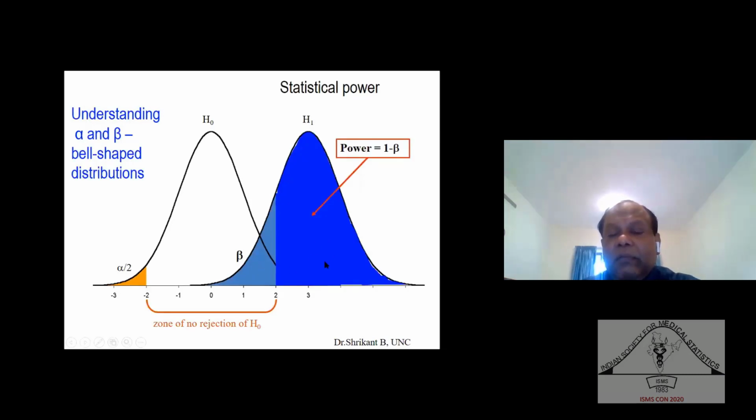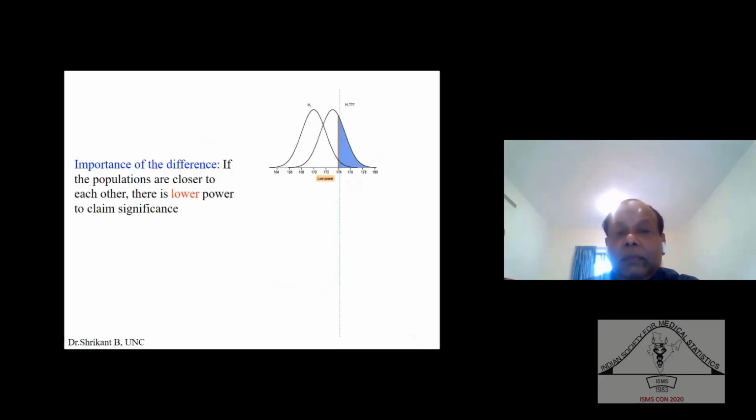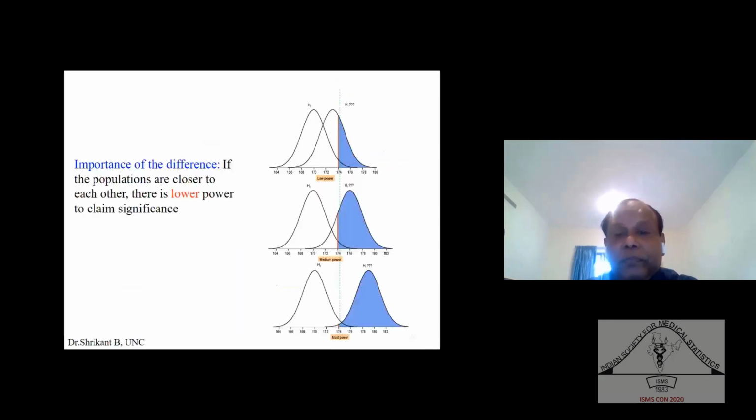This is power. When the two distributions are different, two samples are different, then you would say that power is very high. Now, power is a function of a few things. For example, low power, why low power? The mean difference is close to each other. Mean difference is very small. Two distributions are close to each other. Therefore, the power is low. As the mean difference increases, the power increases.